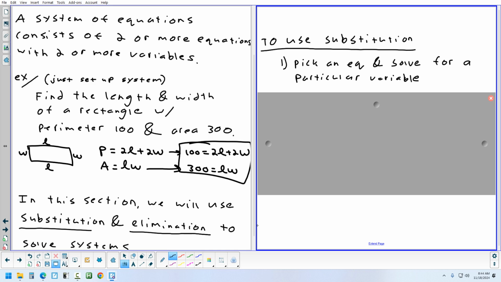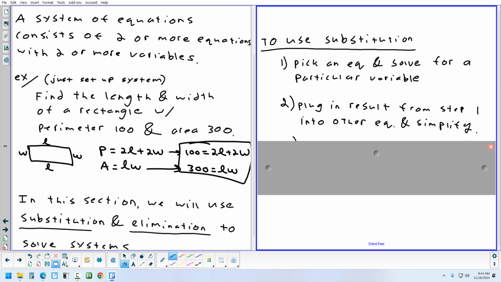That's the first step. Pick an equation, and then you're going to get a particular variable by itself. Once you get that variable by itself, you're going to take that result that you got from step 1, and you're going to plug it back into the other equation. That's why this is called substitution, because you do something in one equation, and you plug that back into the other one that you didn't use.